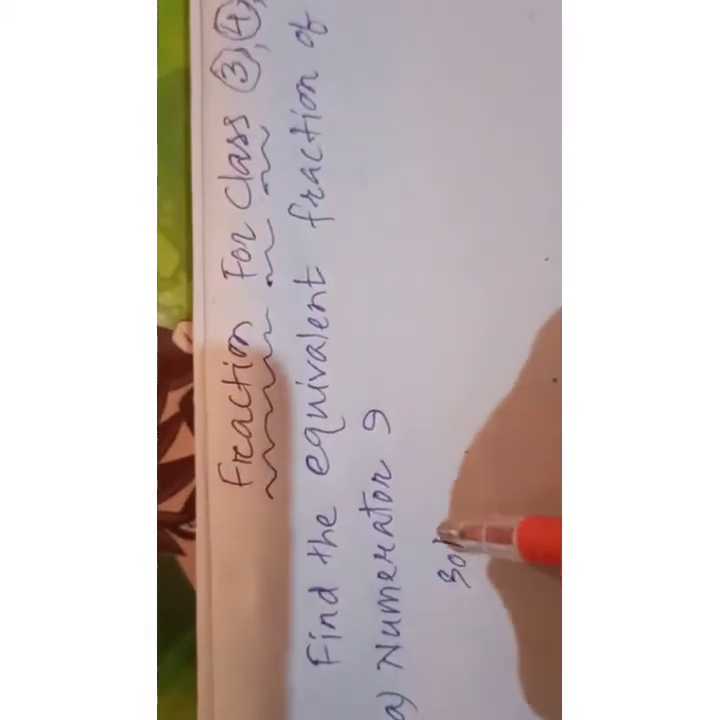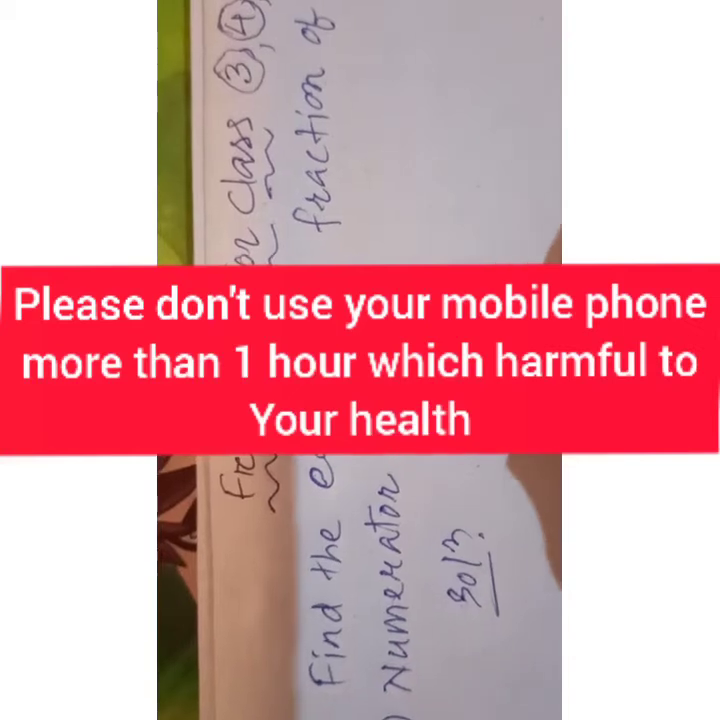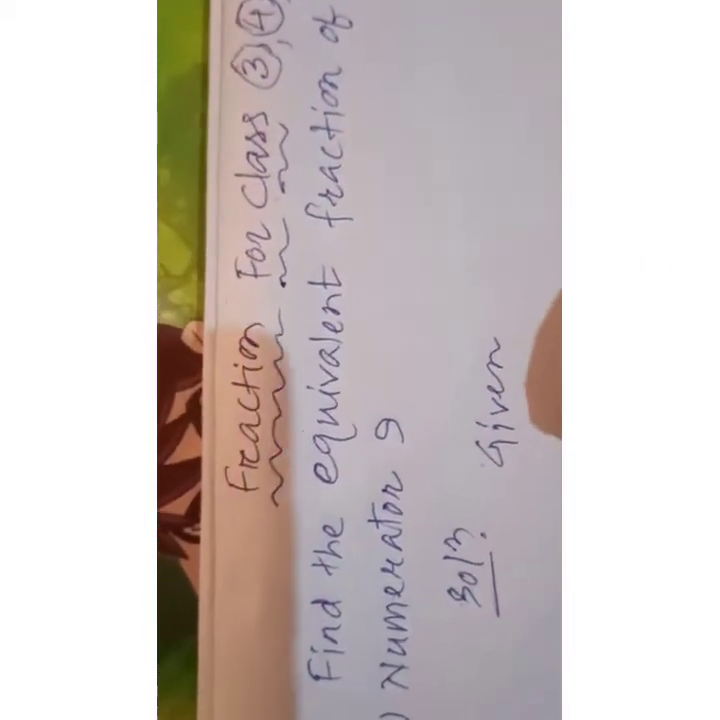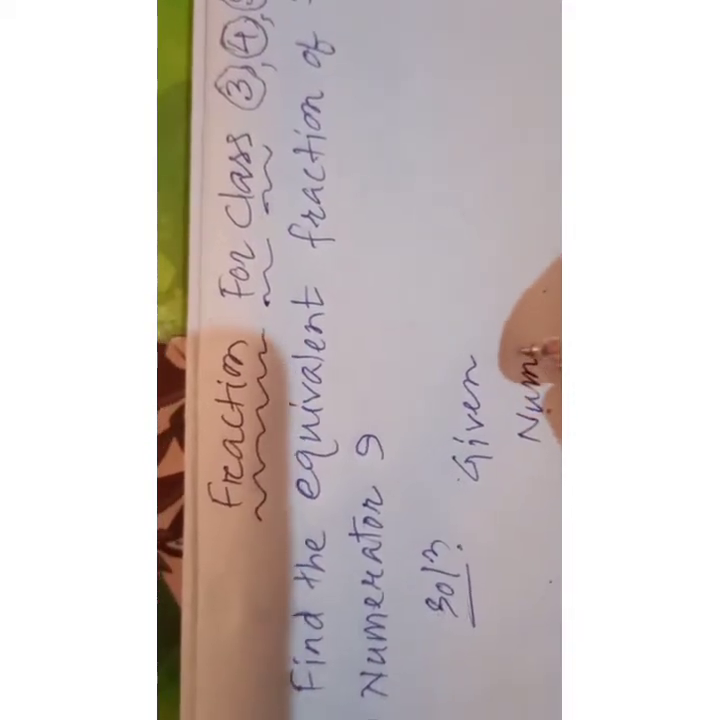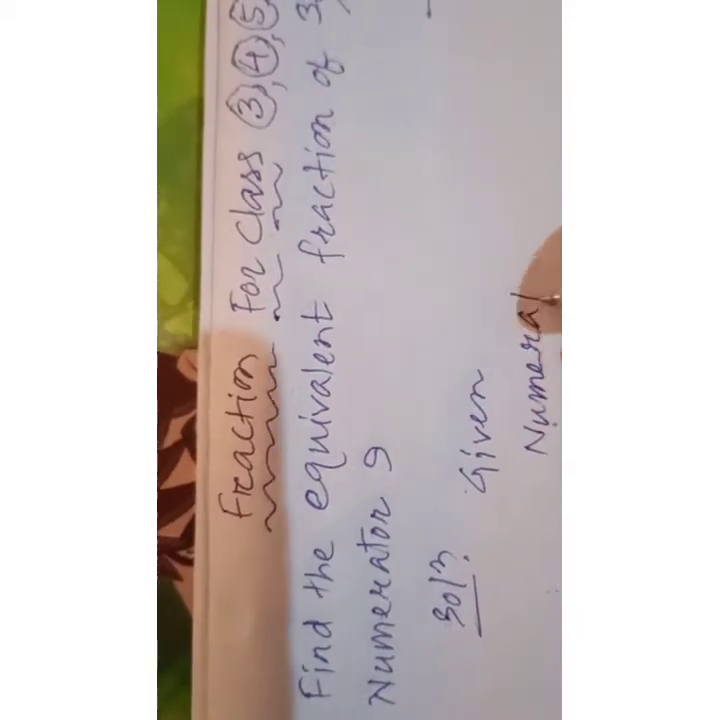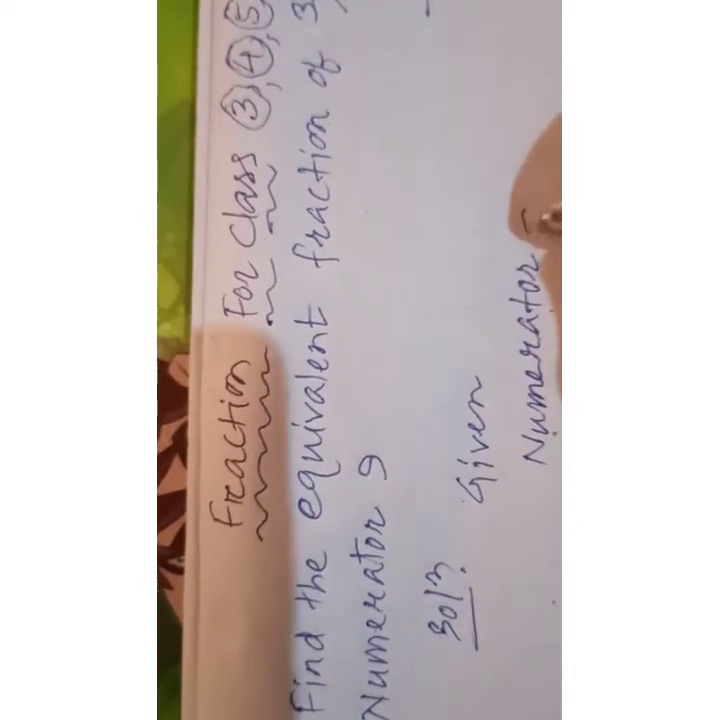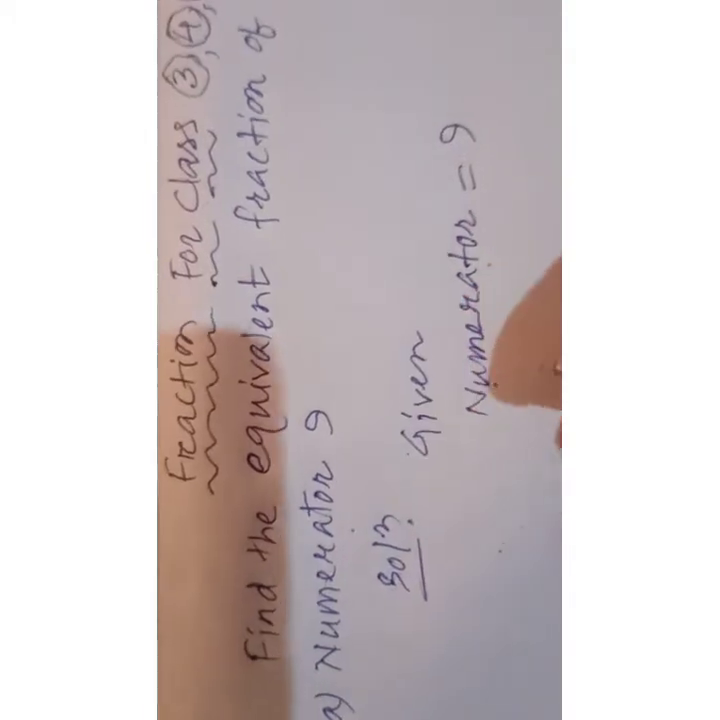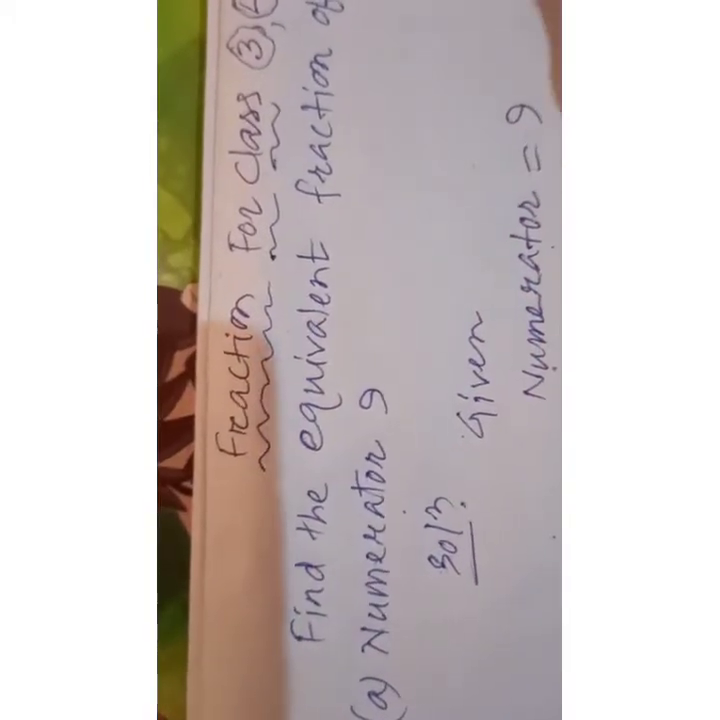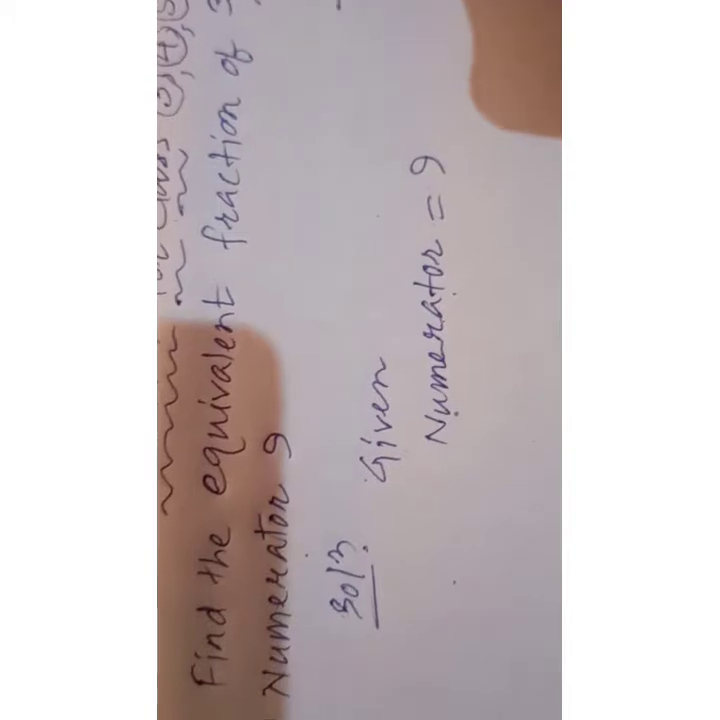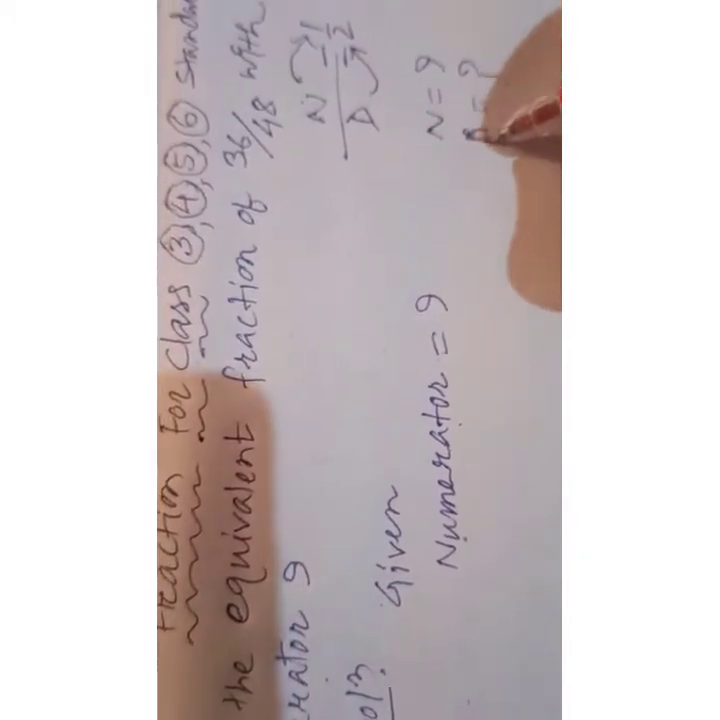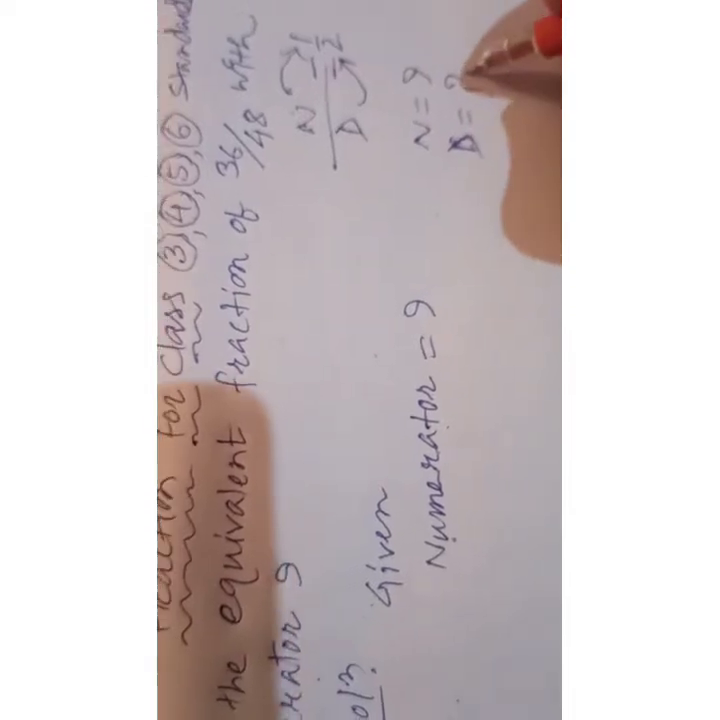Okay, solution, you write solution. Given: the numerator is given, numerator equal to 9. Now we need this in a fraction. The numerator n is given, n equal to 9. The denominator d is not given, so you have to find out the denominator.